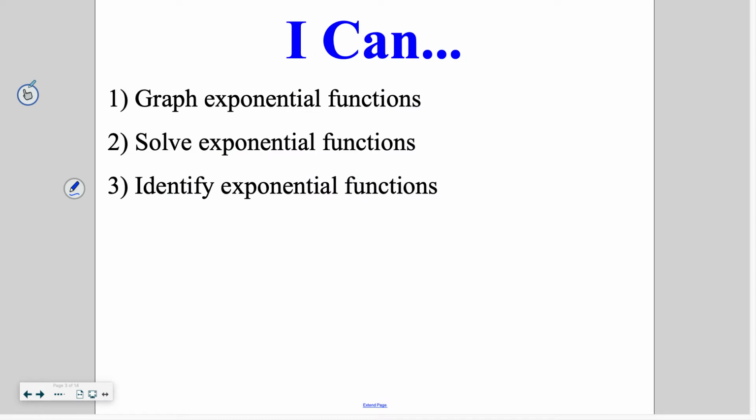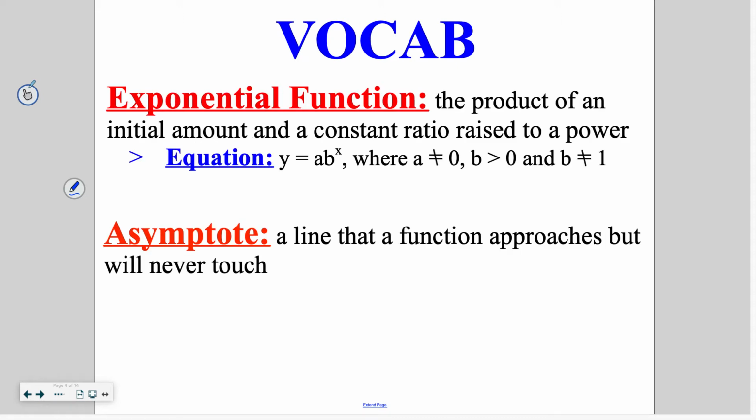By the end of today's lesson, you will be able to graph exponential functions, solve exponential functions, and identify exponential functions. An exponential function is the product of an initial amount and a constant ratio that is being raised to a power. So you're going to see this equation right here. Y is equal to a times b to the x power. That a is the initial amount. Notice that the initial amount cannot equal 0.